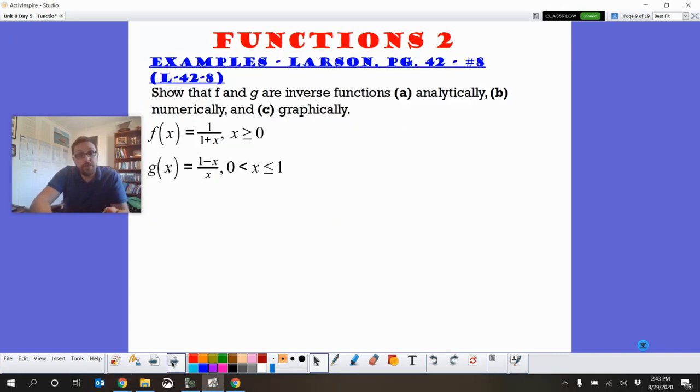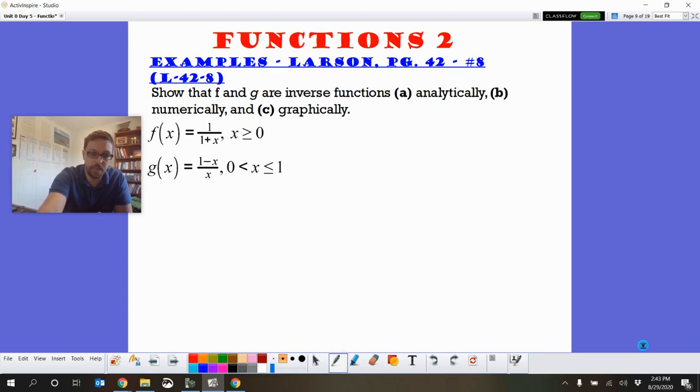So we want to show that f and g are inverse functions, and we're going to do it in a few ways. We're going to do it analytically, numerically, and graphically. Analytically is when we're going to plug them into each other and make sure that they spit out x. Numerically, we're going to put in a number and see it spits out the same way both ways. And then graphically, we're just going to put a graph of them and make sure that they're reflected across the proper line. So let's start with A, analytically.